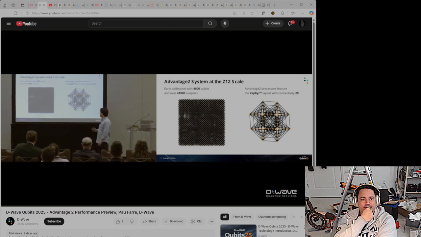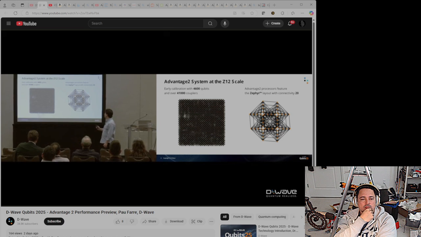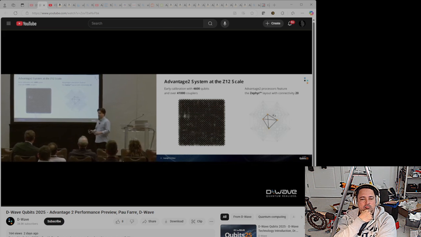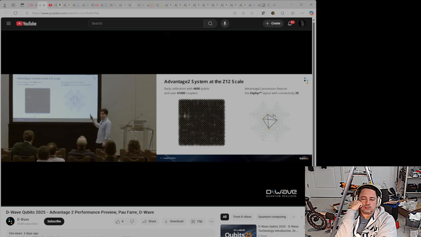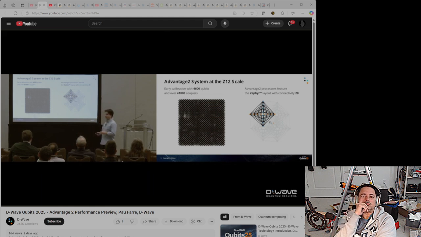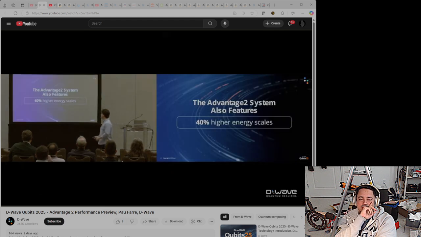Okay. Some interesting features about Zephyr is that every qubit in the Zephyr layout is involved in several cliques that are native and they're of size 4. This means 4 qubits talking to each other, as well as complete bipartite graphs with 8 qubits on each side. So this is not only interesting for mapping complex optimization problems, but this is also good for machine learning architectures. The Advantage 2 system also features 40%.